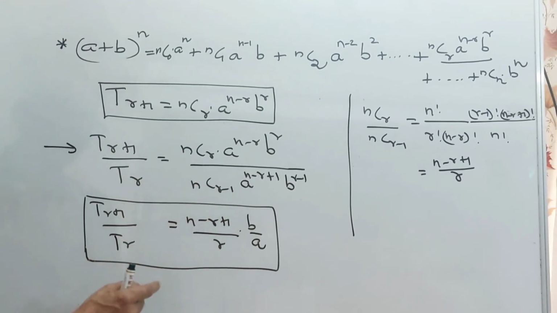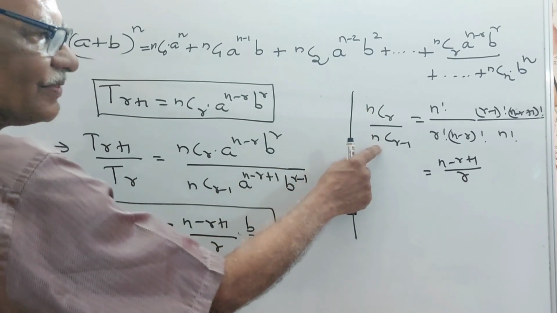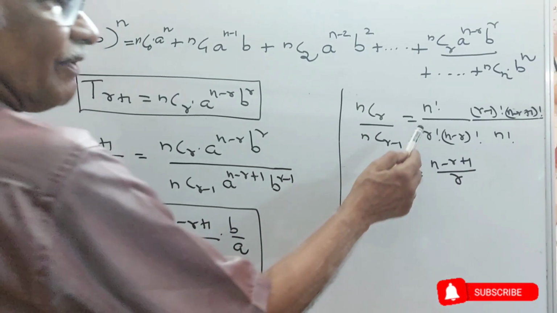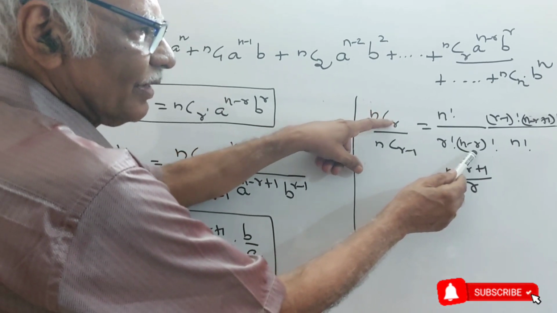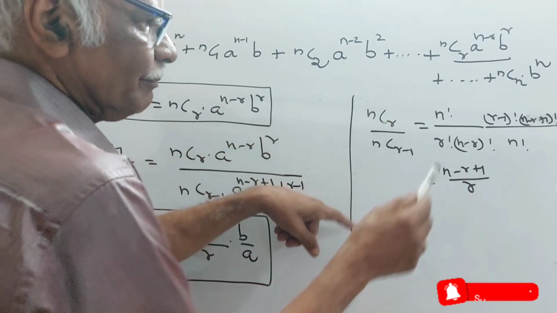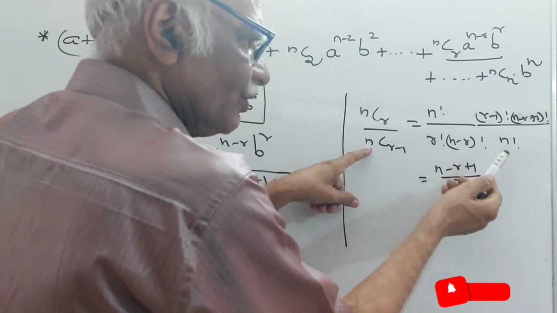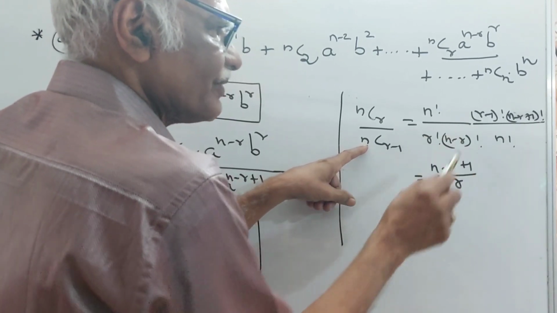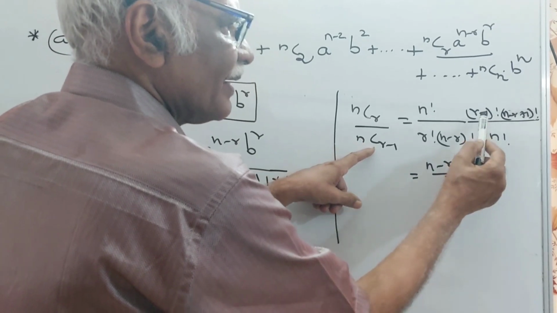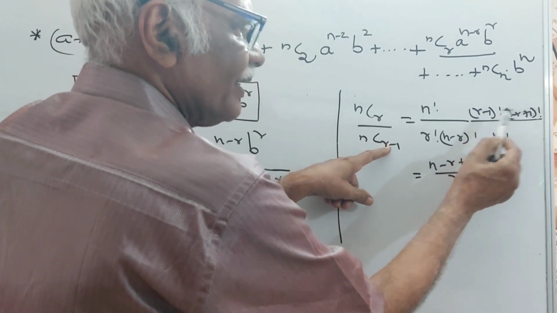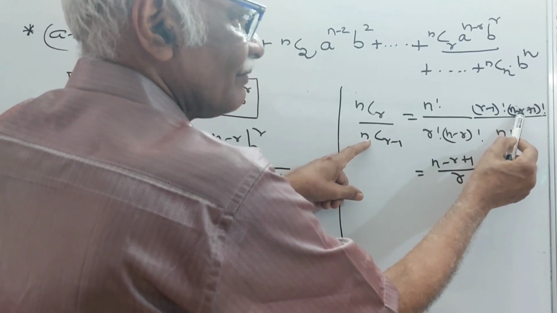It can be simplified. nCr by nC(r minus 1) is factorial n by factorial r into factorial n minus r, multiplied by, in the denominator, so it becomes the reverse. So n factorial here and the remaining r minus 1 factorial and n minus r plus 1 factorial.